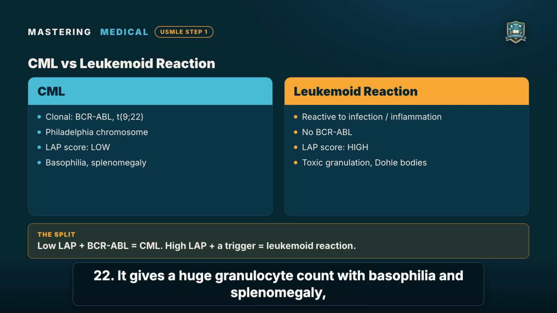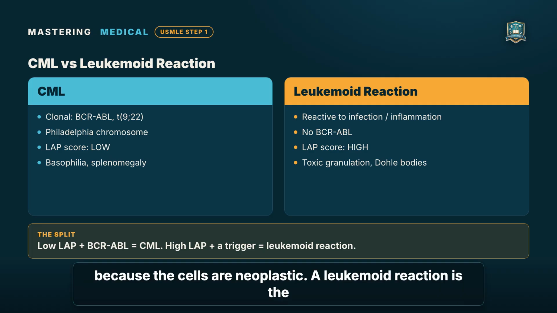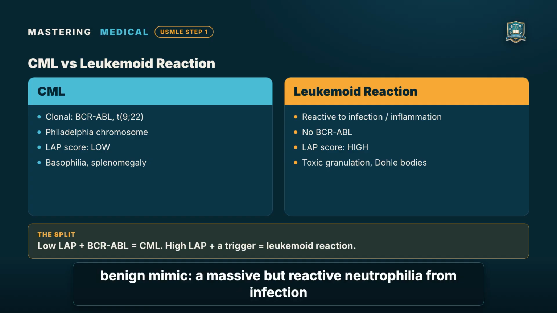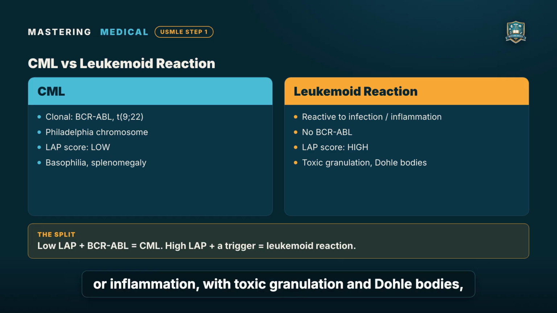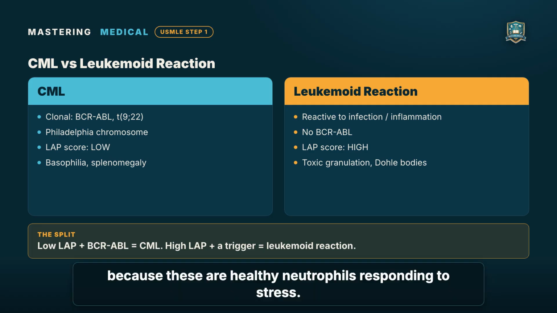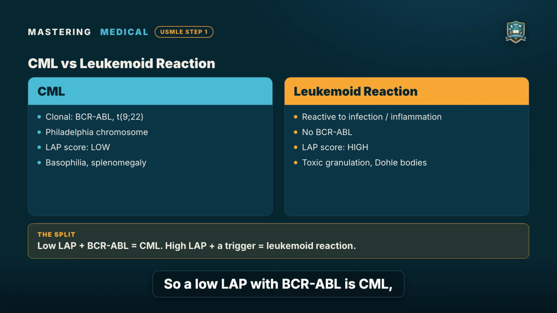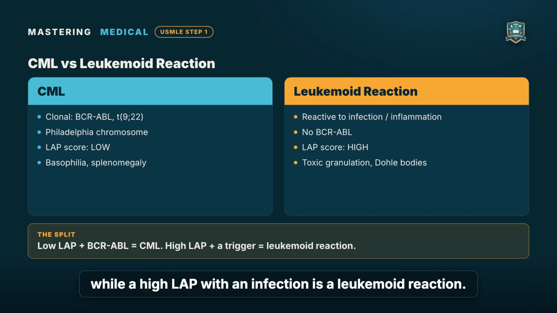It gives a huge granulocyte count with basophilia and splenomegaly, and the leukocyte alkaline phosphatase score is low because the cells are neoplastic. A leukemoid reaction is the benign mimic, a massive but reactive neutrophilia from infection or inflammation, with toxic granulation and Döhle bodies, no BCR-ABL, and a high leukocyte alkaline phosphatase score, because these are healthy neutrophils responding to stress. So a low LAP with BCR-ABL is CML, while a high LAP with an infection is a leukemoid reaction.